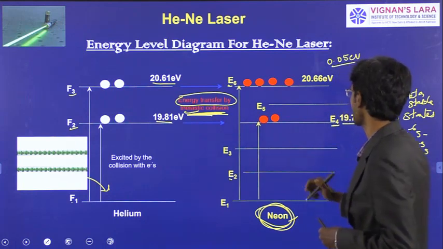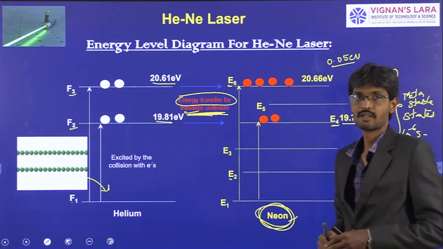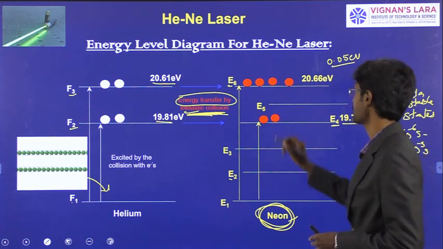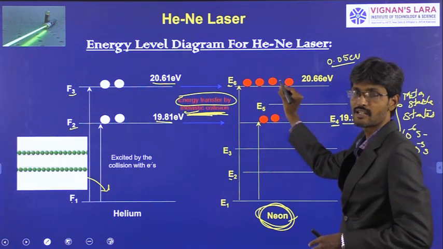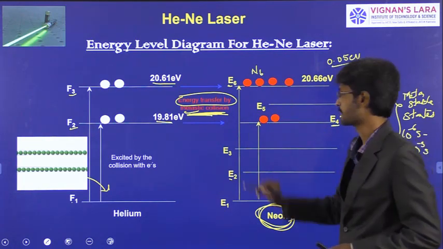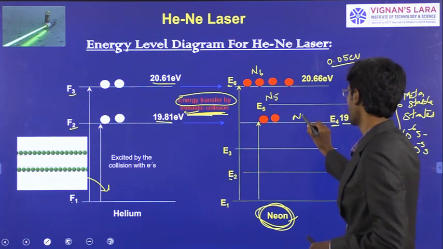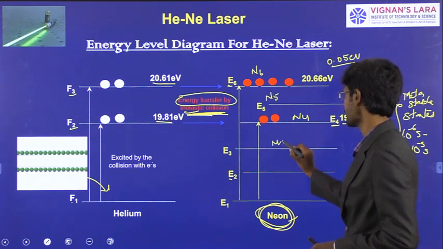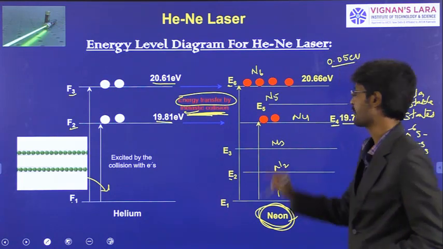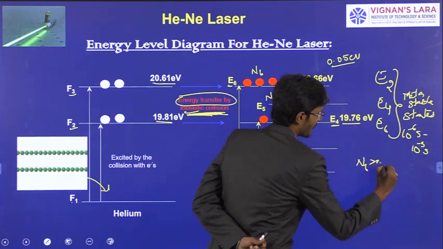How? You can see the diagram here. If you observe, no neon atoms are excited to E2, E3 and E5. We have taken the help of helium to make the neon ions excite to E4 and E6. If you observe, for example, there are 4 neon ions in E6. N6 represents the population density in E6, N5 in E5, N4 in E4, N3 in E3, N2 in E2, and N1 in E1. Now if you observe, the population density N6 is greater than N5.